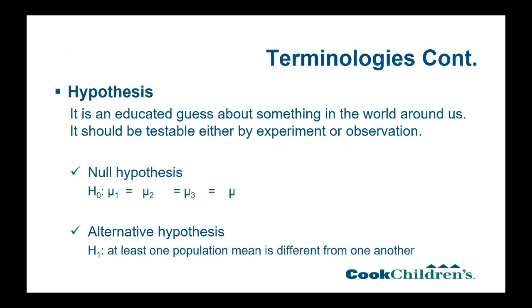So the next terminology which we are all familiar with is hypothesis. It's an educated guess, like we all know about whatever we're thinking about around the world, but it should be testable either by experiment or observation. So you have the null hypothesis, which means that all the means are equal, or there's no difference between the means, and the alternative hypothesis, at least one population mean is different from one another. And this is as it pertains to analysis of variance.